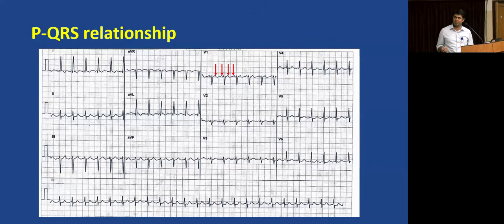Now you have identified the P waves. What's the relationship between P and QRS? So P's are more than QRS. You see 1, 2, 3, 4 P waves, and there are only 2 QRS complexes. So 2 to 1 conduction. So what is ruled out if the P-QRS relationship is not 1-to-1? Which of these SVTs is ruled out?